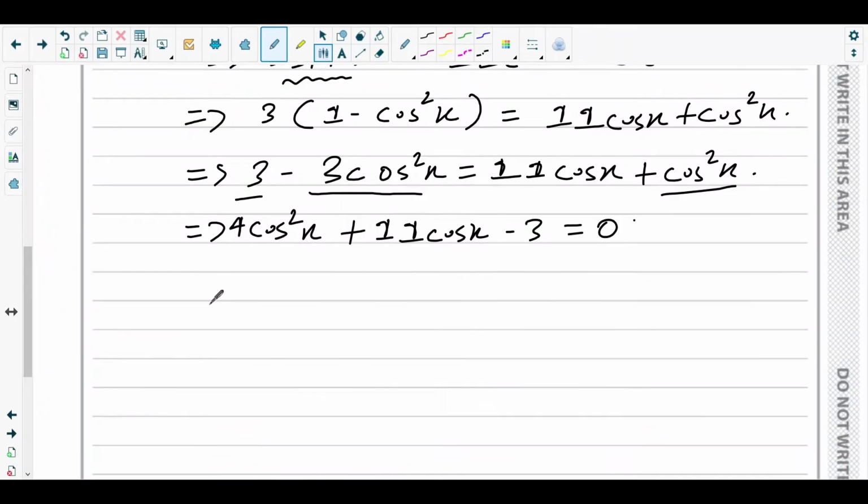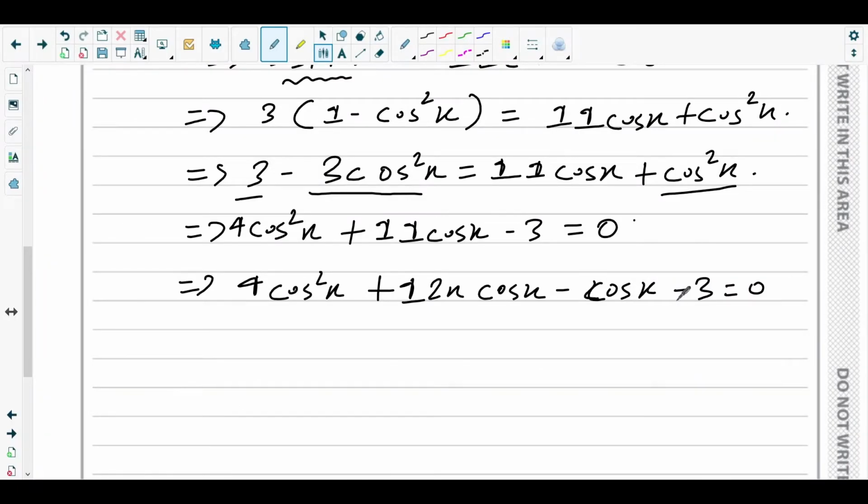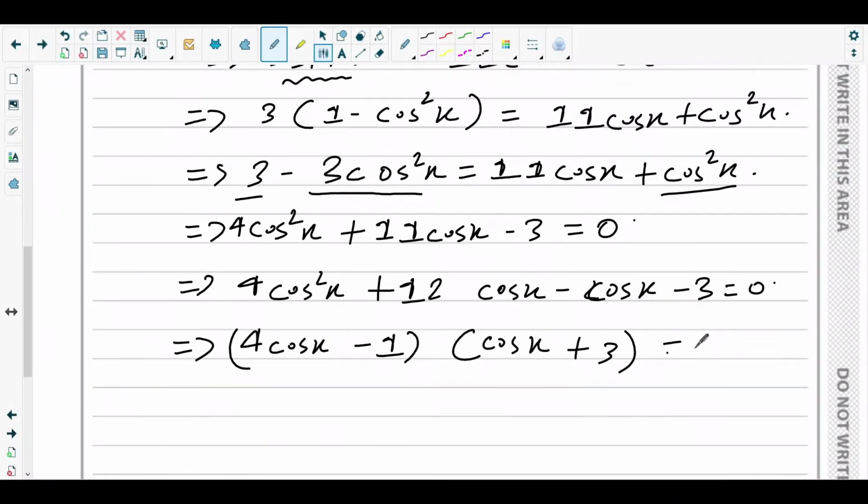Now we can apply the middle term factorization method. So 4 cos squared x plus 12 cos x minus cos x minus 3 equals 0. From here we can take 4 cos x common, so you will have cos x plus 3. It's not 12x, it is just 12 cos x. Then from the last two terms we can take negative 1 common, so you will have the factor cos x plus 3.